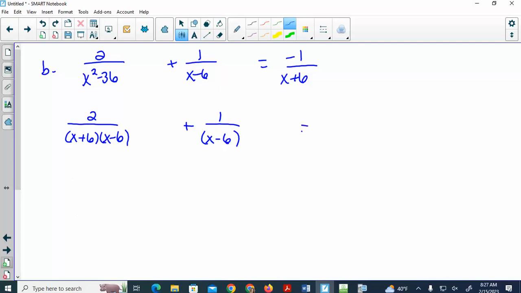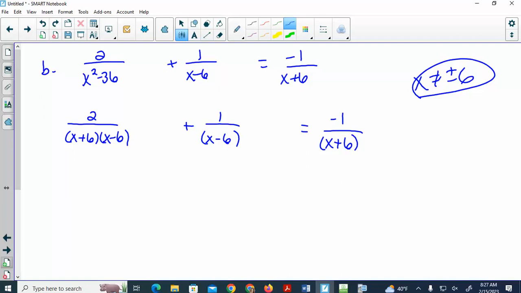If I gave you a problem and asked, what's the domain? What can x not be in this problem? Six. Plus or minus. Okay, so I know at the end I cannot have either of those for an answer.